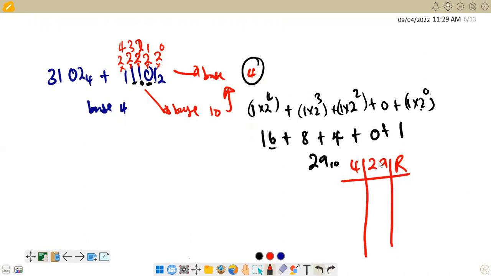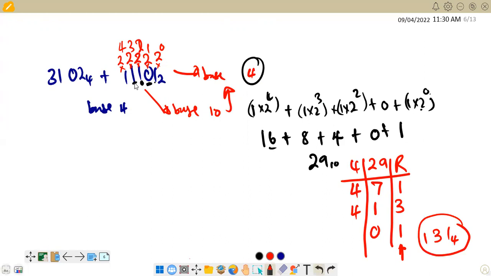Okay, so 4 into 29, that will be into 28, will be 7 times into 28, remainder 1. 4 into 7, that's 1, remainder 3. 4 into 1, that's a 0, remainder 1. So our answer, remember, is taken from the bottom going upwards. So it's going to be 1, 3, 1 in base 4. So what have we done? We have converted this number here to base 4.